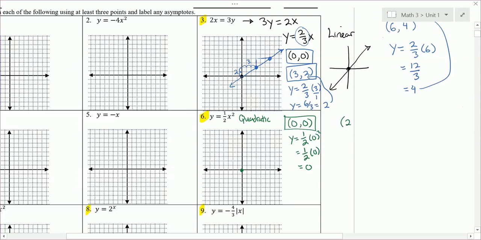So I want 2 to be my x value, and if I plug that in, I get y is 1/2 times 2 squared. Exponent first, so 2 squared is 4. And 1/2 times 4, you're going to only multiply the 1 and the 4 together, and you end up with 4 over 2, which is 2. So 2 comma 2.